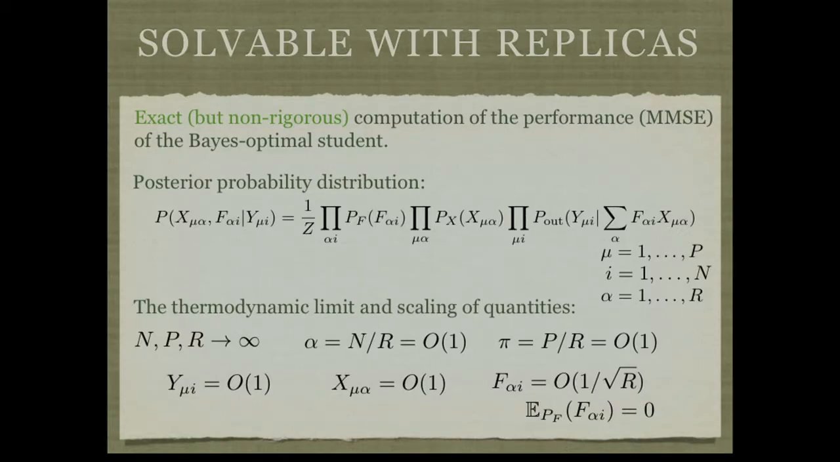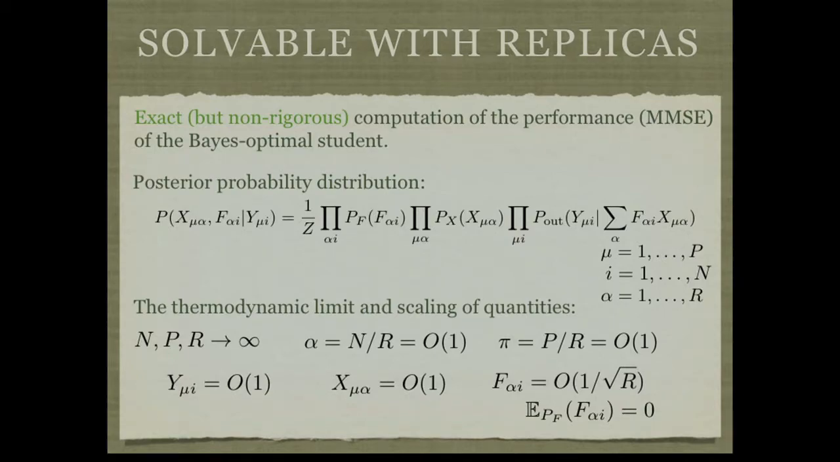Okay, so it cannot be done in general, but in this setting where we generated the data with some planted random F and X, we can solve this problem with replica. We can compute this performance, both the best Bayes optimal performance and the best algorithmic performance, via the replica method. So how is that working? Well, that's basically computing the Z of this, the normalization of this posterior, in some limit.